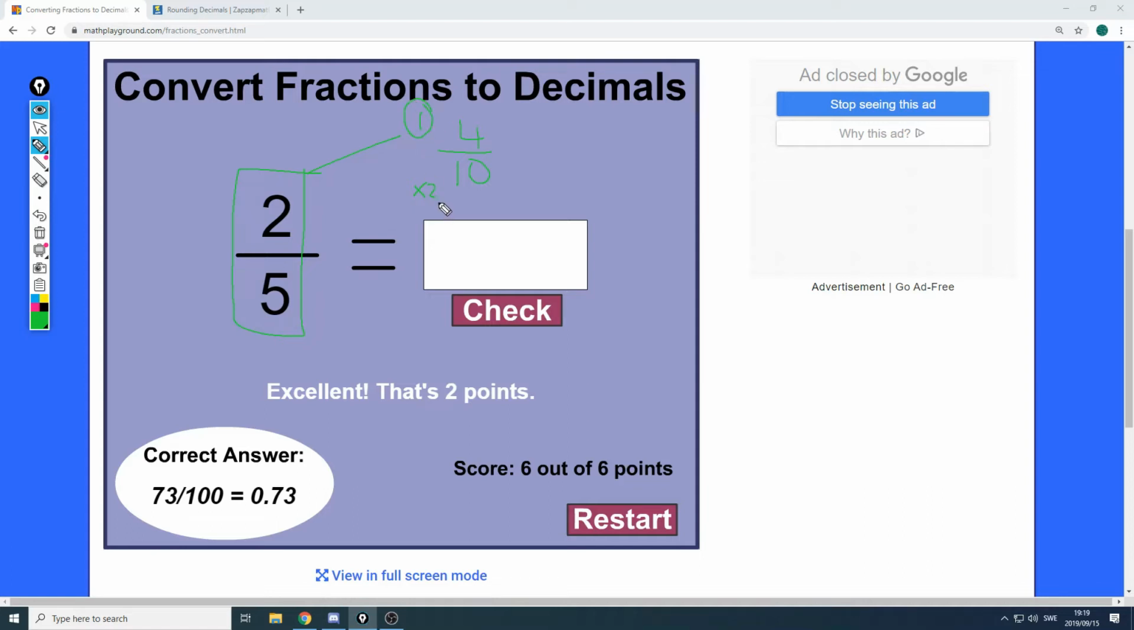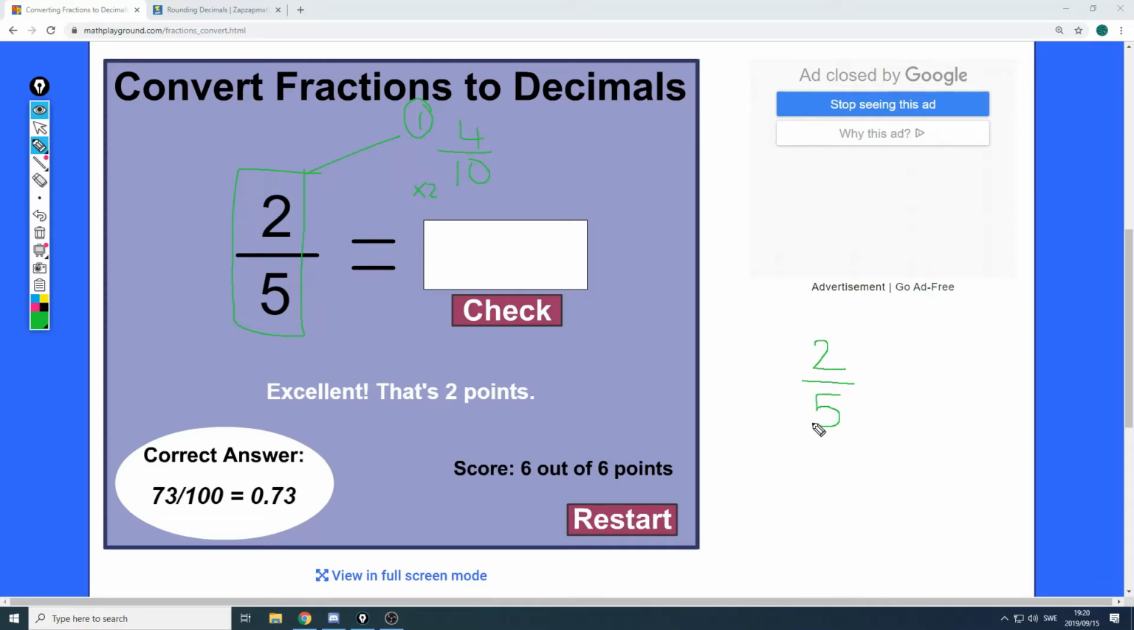The second method comes in handy when we are working with a fraction that we can't easily change into something over 10 or something over 100, or a fraction that we don't know what its decimal form is. So if I said to you 1 over 2 or 1 over 4 or 1 over 5, you probably just know what that is off the top of your head. But let's say that you didn't. Another way that you can do this is by working it out through division.